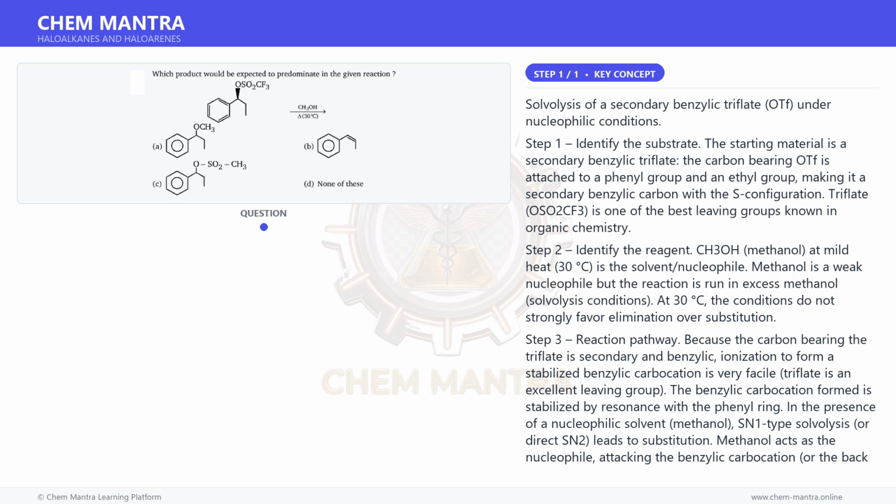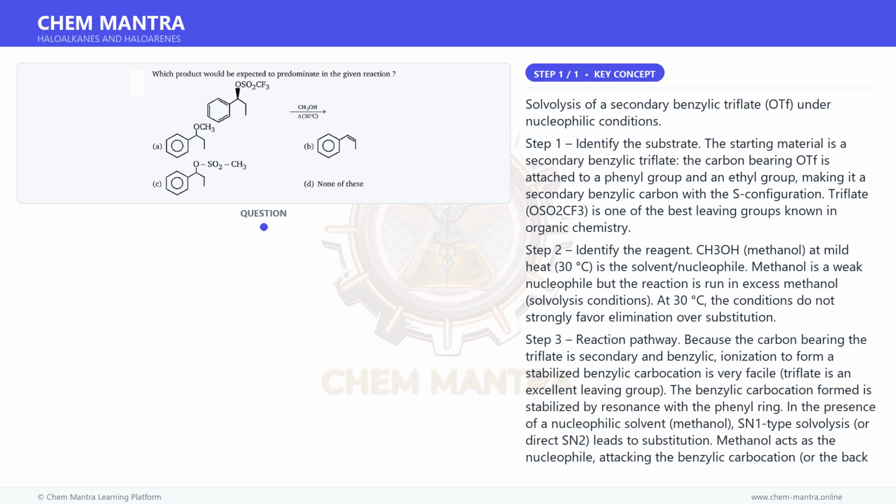This would require exchange of the triflate for a mesylate group. Methanol cannot act as a sulfonyl transfer agent. This product makes no chemical sense under these conditions. Option D. None of these. Incorrect because option A is the expected product.